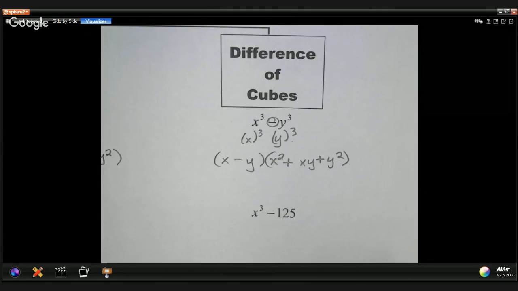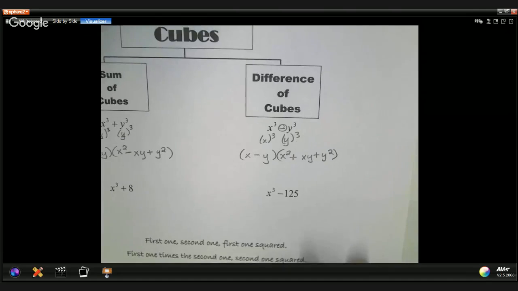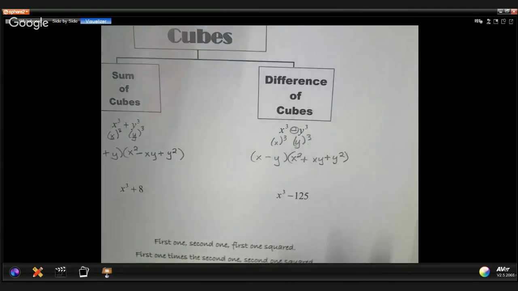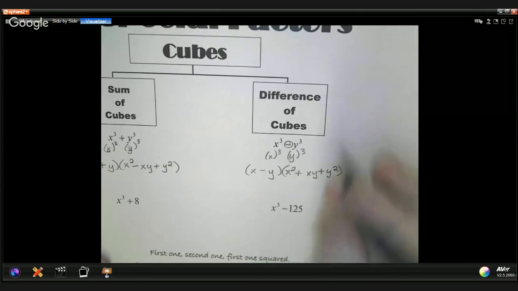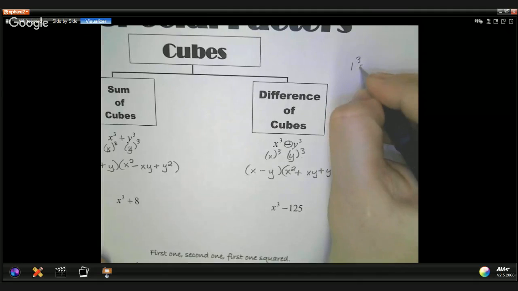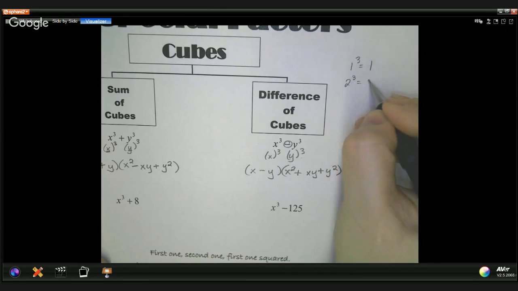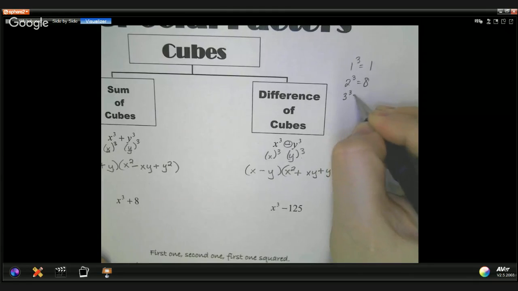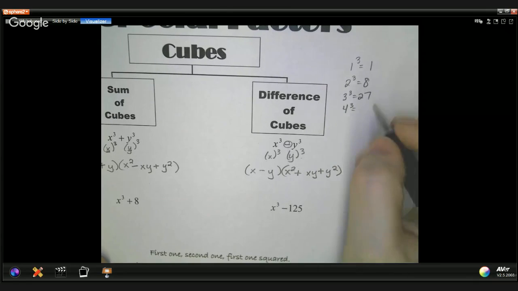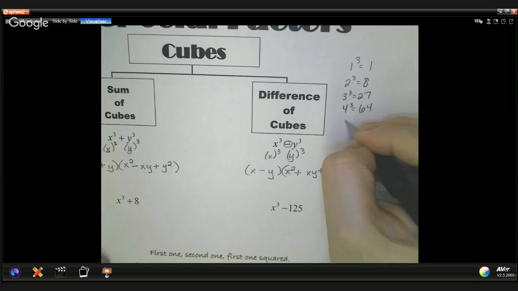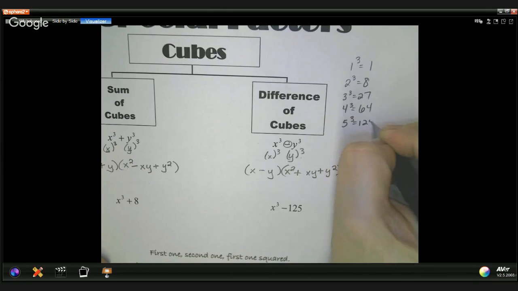Both of those were nice because there were no numbers involved, but we are going to have numbers. So we need to write down our list. We know 1 to the third is just 1. 2 to the third is 8. 3 to the third is 27. 4 to the third is 64. 5 to the third is 125.